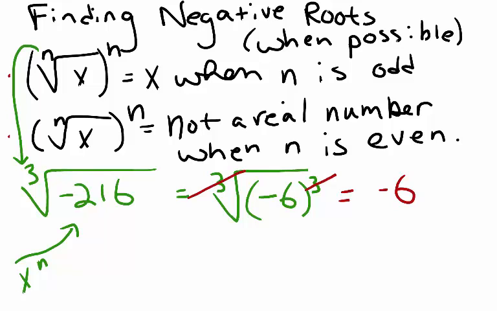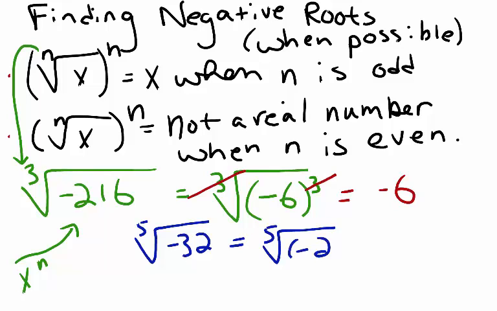Let's look at another example. Suppose we need to find the fifth root of negative 32. Again, n is an odd number, so we are able to find the root. We can rewrite this as the fifth root of negative 2 to the fifth power, because negative 2 times itself 5 times equals negative 32. From here, we know that the nth root of x to the n equals x, so our answer is negative 2.